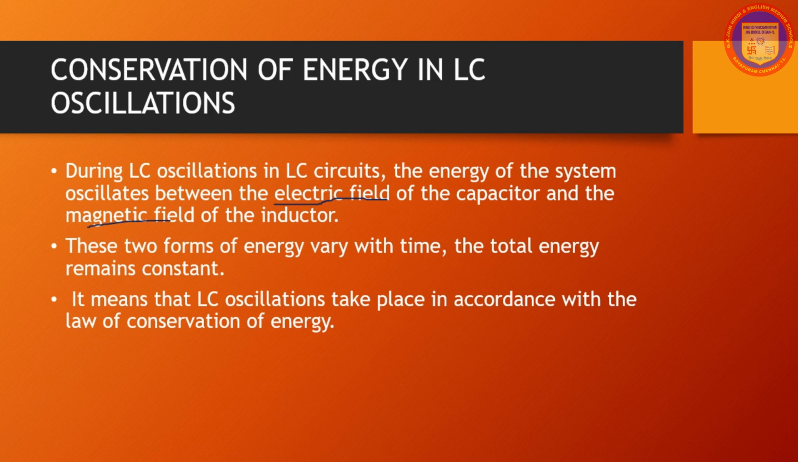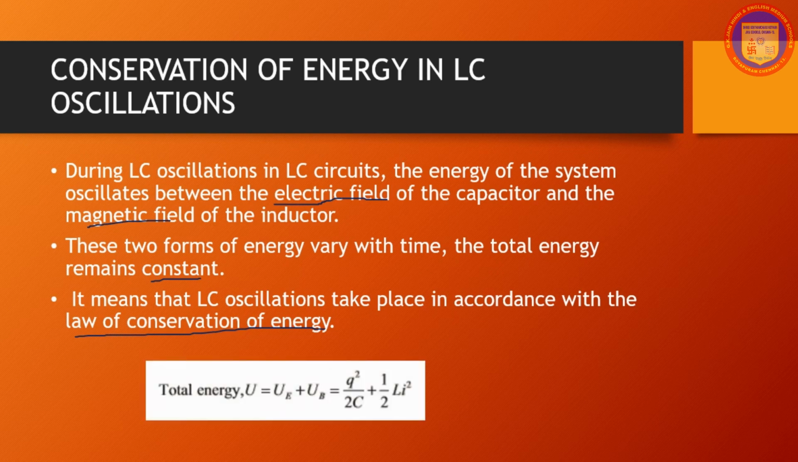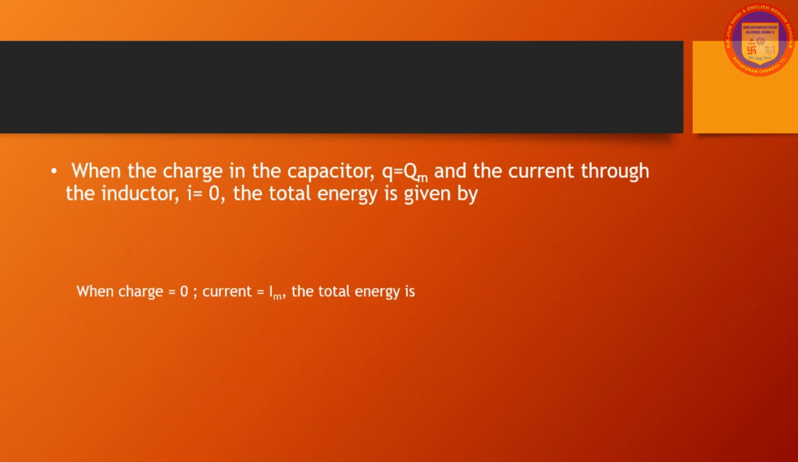Although these two forms of energy vary with the time, the total energy remains constant. It means that LC oscillation takes place in accordance with the law of conservation of energy. So the total energy is given by the formula U is equal to UE plus UB, which is equal to Q square by 2C plus half L I square. So now we have three cases where the total energy of the system can be calculated.